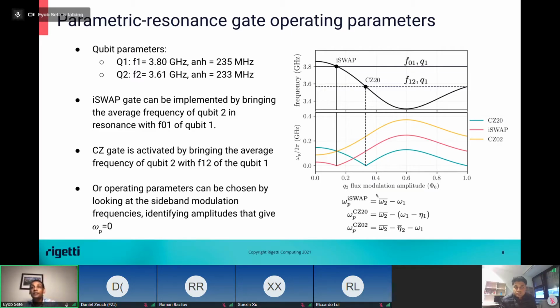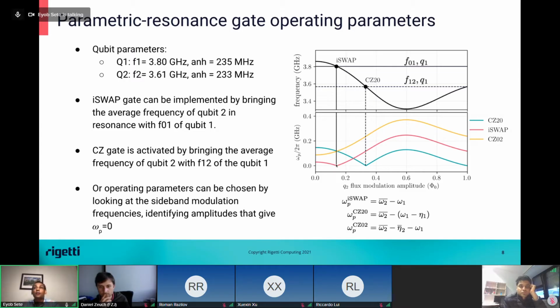Anyway, if you plot this resonance condition, what you see is, every point here, for example, can activate iSWAP. You just select the modulation amplitude and choose a particular modulation frequency, and you can activate iSWAP. But the parametric resonance gate corresponds to 0 frequency. Remember, we are bringing the qubit to resonance for the parametric resonance gate. That's why we call it the parametric resonance gate. So this detuning becomes 0, right? So exactly that corresponds to the parametric resonance gate.